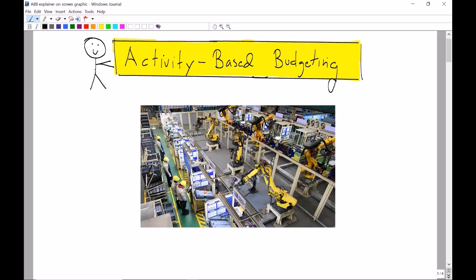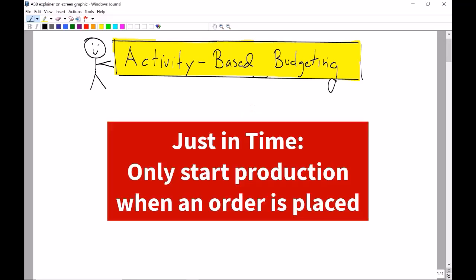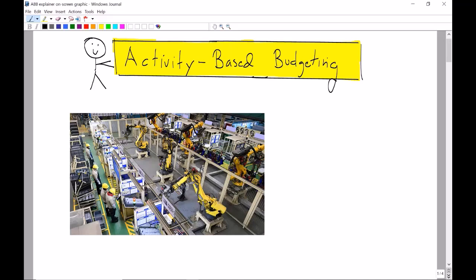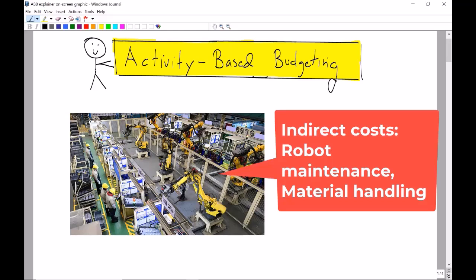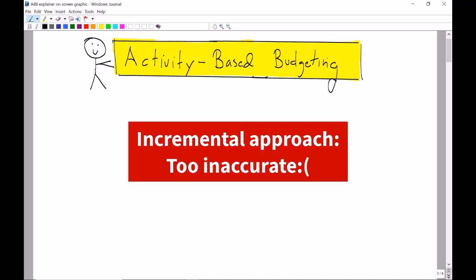Nowadays, a manufacturing company will have more complicated processes and produce in smaller production runs as they customize their output to unique customer requirements, following the principles of pull production or just-in-time. In this modern environment, the indirect costs, the costs that are difficult to trace to cost units, will be significant and will depend upon the activities performed during production. Using the incremental approach will result in a budget that's of limited use for cost control, as it's likely to be inaccurate.